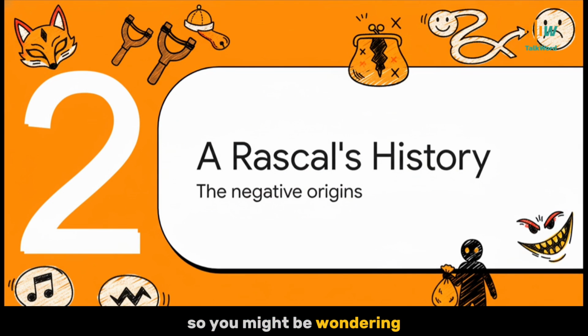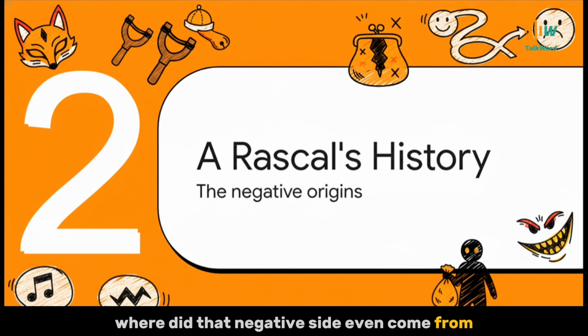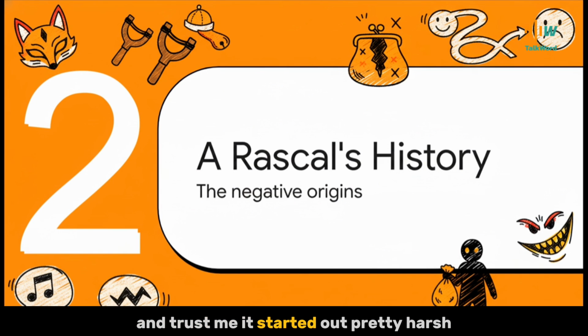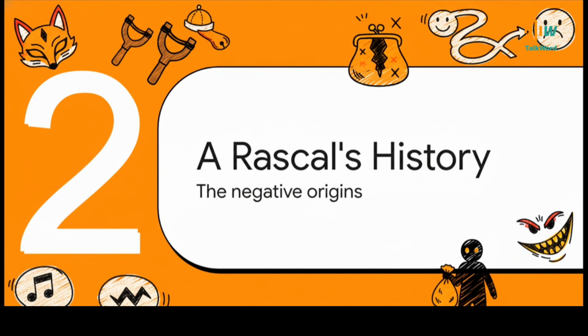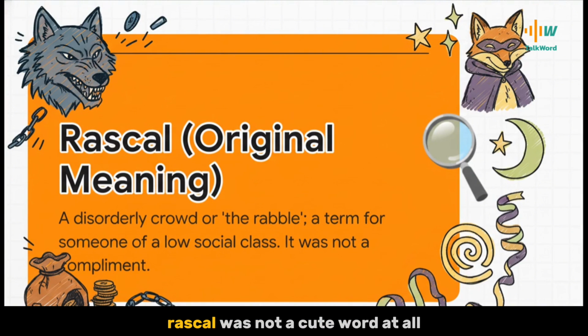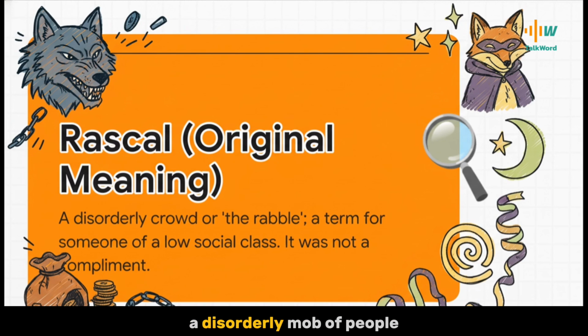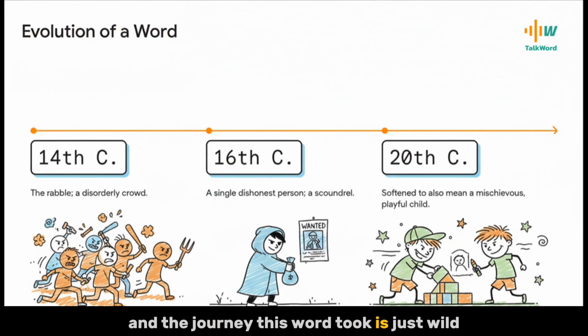So you might be wondering, where did that negative side even come from? Well, to figure that out, we've got to jump in our time machine and look at the word's history. And trust me, it started out pretty harsh. Yep, believe it or not, rascal was not a cute word at all. Originally, it was a seriously negative term for like a disorderly mob of people, the rabble. It was used to talk down to people, basically calling them low class. Definitely not a compliment.